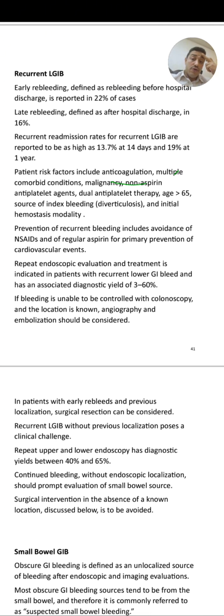About the prevention of recurrent bleeding, it's written that please avoid non-steroidal anti-inflammatory drugs, and there is no need for regular or routine aspirin for prevention of cardiovascular events, especially in these cases.